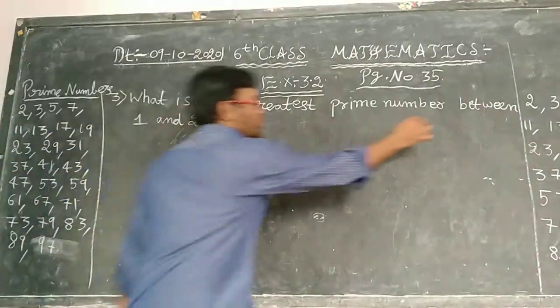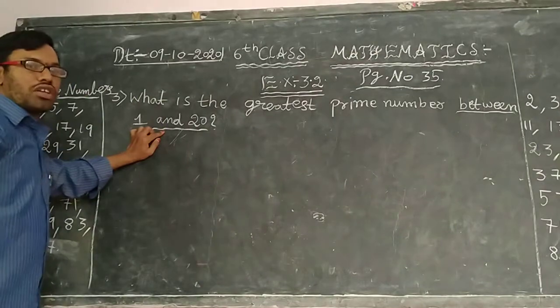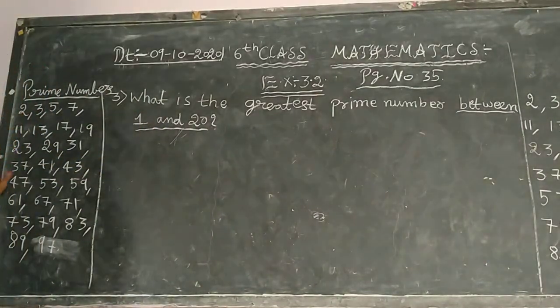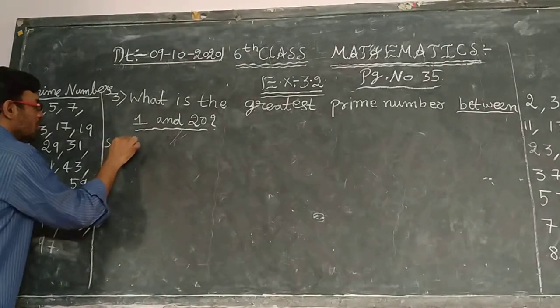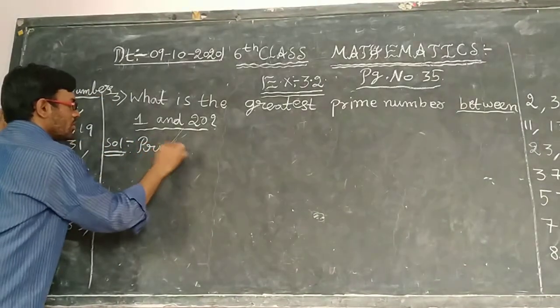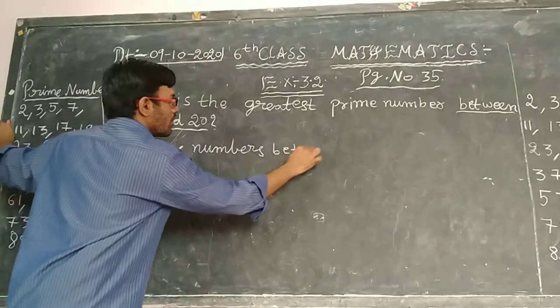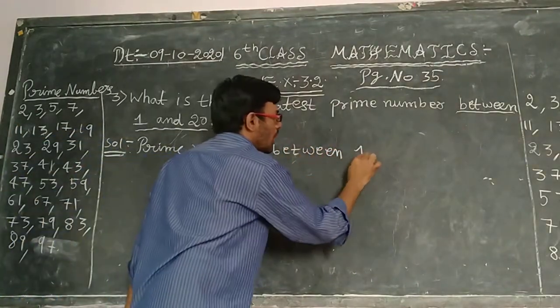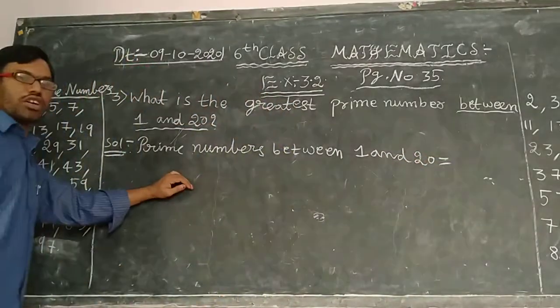Here you are supposed to note down this important thing: between 1 and 20. First of all, you should know what the prime numbers from 1 to 20 are, and from those prime numbers, which is the greatest, the largest. You are supposed to identify that. For this, how are you supposed to do it? The first step is prime numbers between 1 and 20.